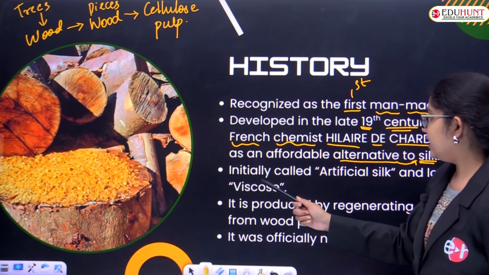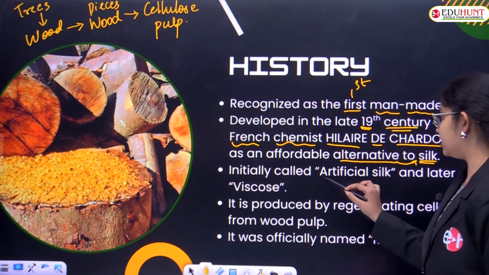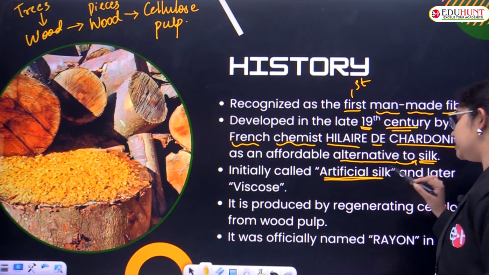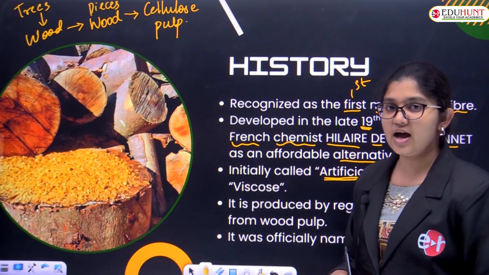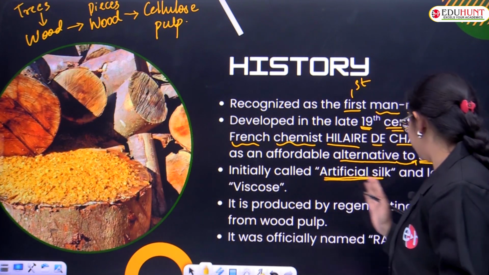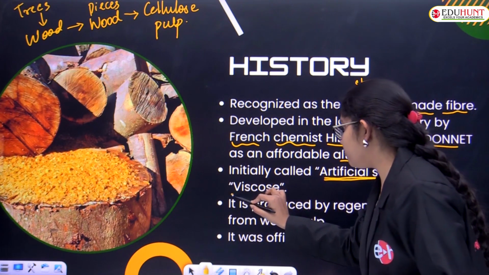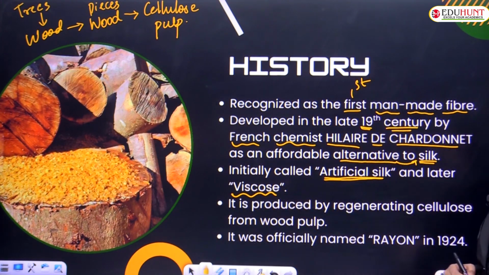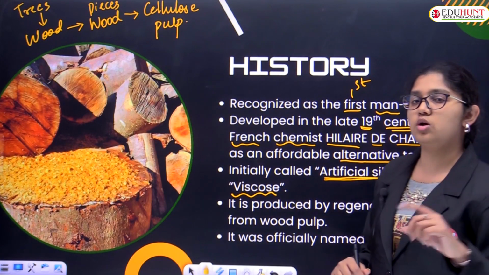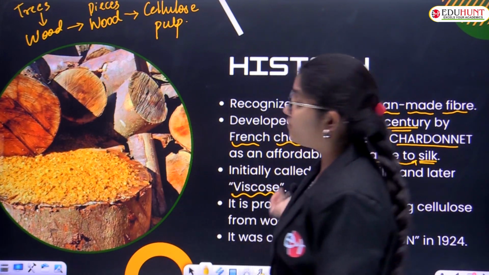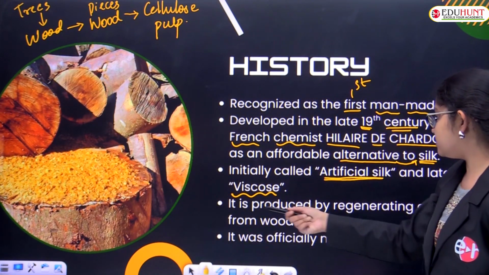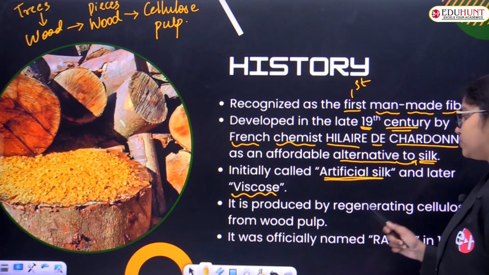Initially it was called artificial silk, and later they named it viscose. They named it viscose. We also call it viscose fiber. Rayon is also named viscose fiber. Okay, and it is produced by regenerating cellulose from wood pulp.